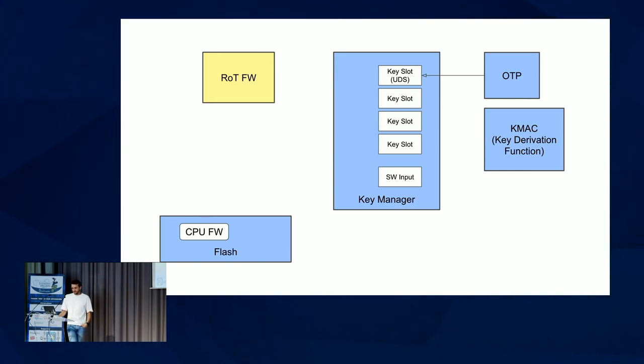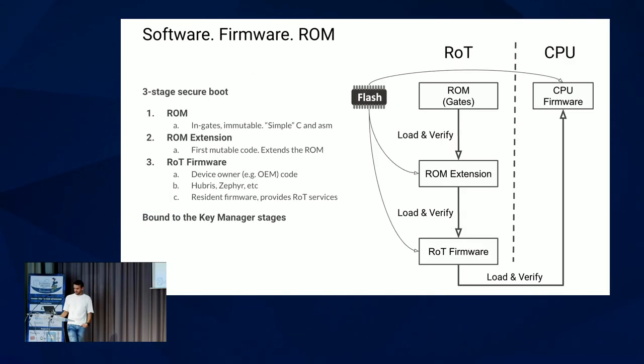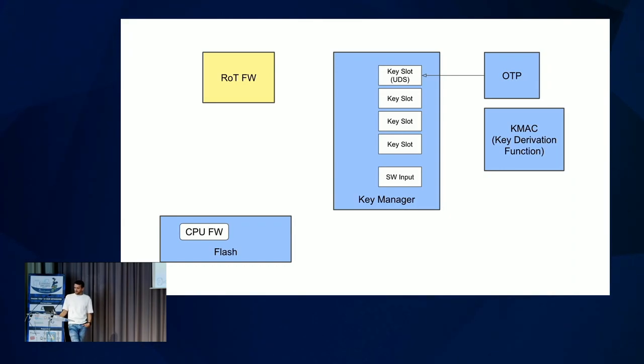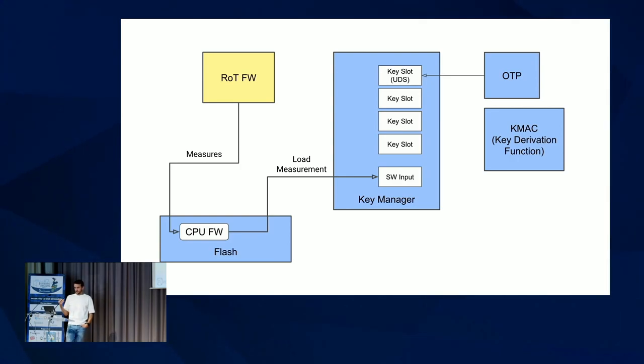If we take the example of the last step at the bottom of this diagram, where the root of trust firmware, the resident firmware running on OpenTitan, loads and verifies the CPU firmware, let's see what happens with regards to the key manager. The first thing the root of trust firmware does is measure the CPU firmware that's in flash. And again, the platform flash is now owned by the silicon root of trust. Then it loads this measurement into the key manager. There's a software input set of registers for the firmware to load those measurements. And then it asks the key manager to derive a new key, a new identity for the CPU firmware.